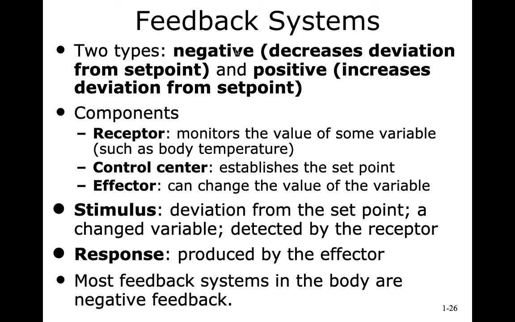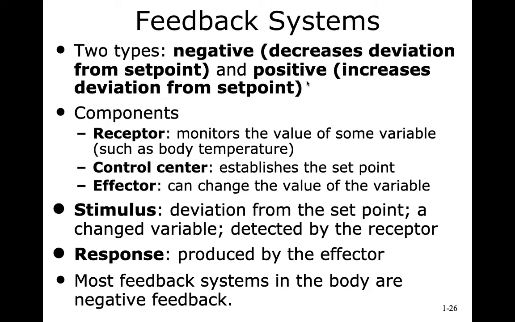That's the negative. It decreases the deviation from the set point. So if our body temperature gets too high, a negative feedback system would bring it down. If something gets too low, then the negative feedback system would bring it back up. So it's called negative because it decreases. It brings you back to that normal set point. The positive does just the opposite. It increases the deviation from set point, so it takes you away from that normal value.